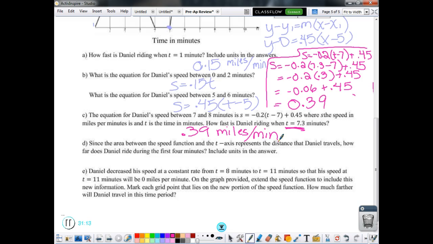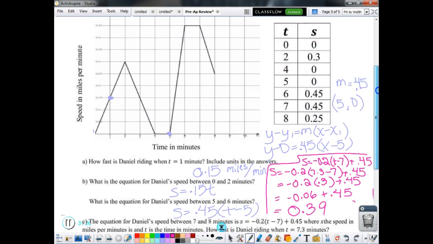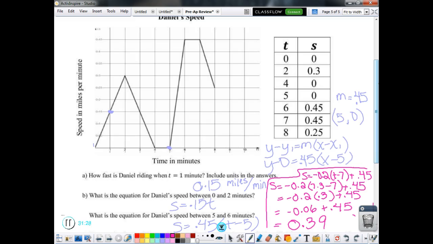Since the area between the speed function and the t-axis represents the distance that Daniel travels, how far does Daniel ride during the first 4 minutes? Include units in the answer. So what they're saying is, of a speed graph, when you find the area between the graph and the t-axis, that'll tell you how much distance he traveled, right? So I want to find the area under this triangle, from 0 to 4.